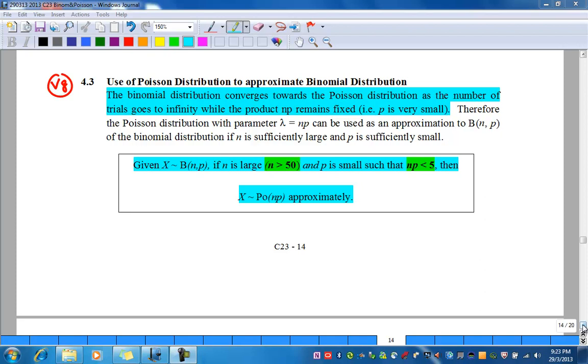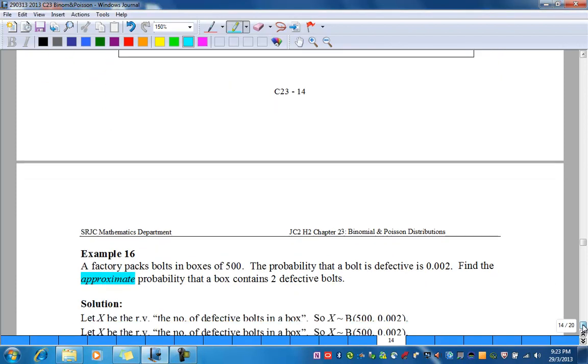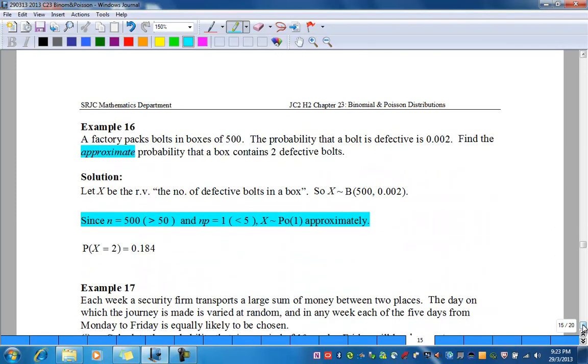Given that x follows a binomial(n, p), if n is large, that is to say, n is more than 50, and p is small, such that the product np is less than 5, then we can say that x follows a Poisson distribution with lambda as np approximately. Example 16 will give us an illustration of how to use approximation.